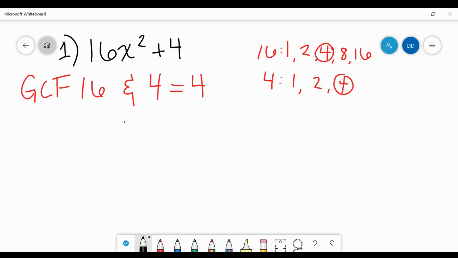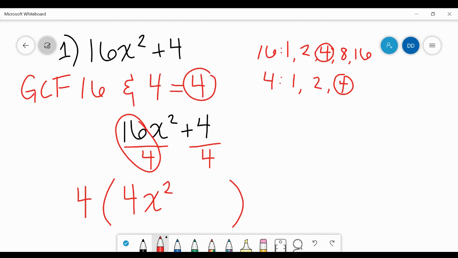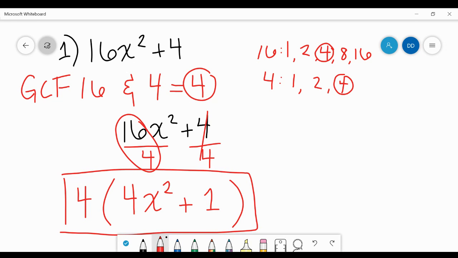So what we're going to do is take our original polynomial and divide that by our GCF of 4. So I'm going to divide 4 over here and I'm going to divide 4 over here. Now 4 is going to go on the outside of our parentheses and our answer after we divide is going to go inside the parentheses. So 16 divided by 4 is 4. You leave the x squared alone because we don't have anything to divide with that. And then 4 divided by 4 is just 1. So plus 1. It cancels out, but you still need to write that 1. That's your answer. That's it. You factored this out. You broke it up.